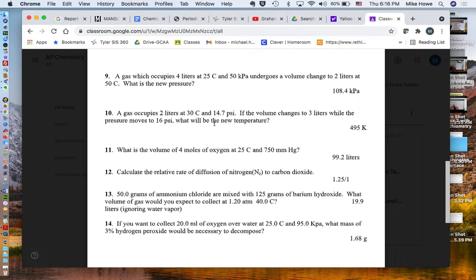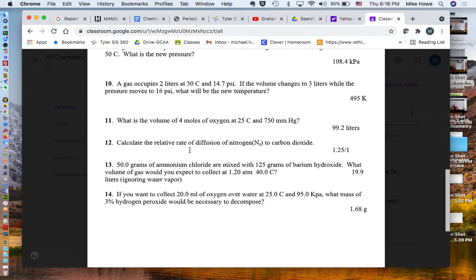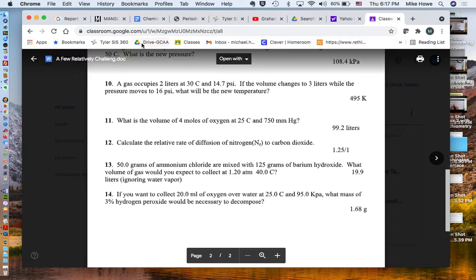Number 10, same kind of logic, use the formula, V1 P1 over T1 equals V2 P2 over T2, or you can think your way through it. This one is a PV equals nRT problem, so it's pretty straightforward. This one is a relative rate of diffusion, so R1 to R2 is equal to the square root of mass 2 over mass 1. Use the formula that you saw in the previous video about the Graham's law formula.